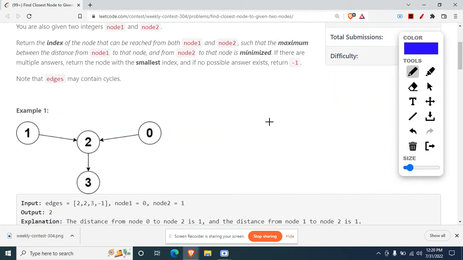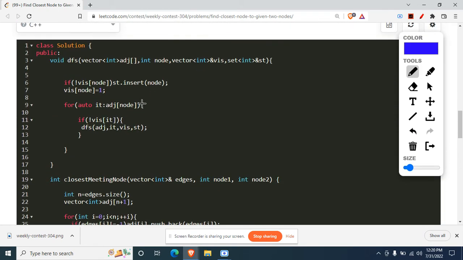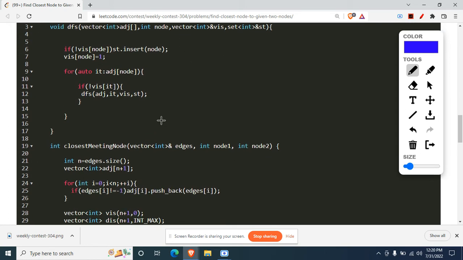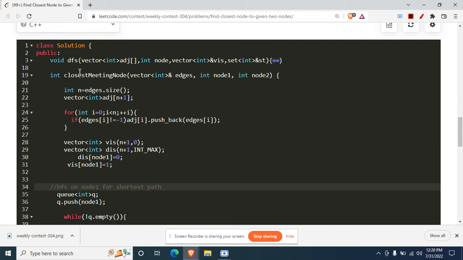So yeah, let's now get on to the code part, since the question I have explained and the intuition as well with an example. So the code part is very simple from here. So this DFS is not needed actually. Why did I do this?